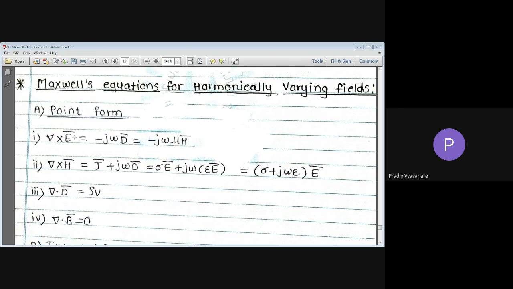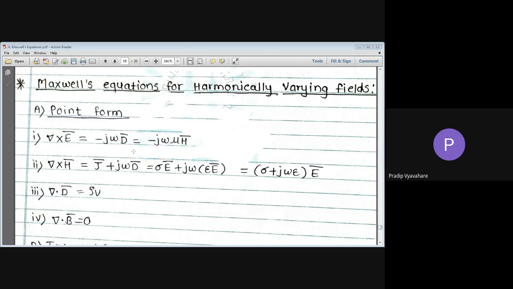We have to know that for harmonically varying fields there are two forms of the equations: a point form and a second, an integral form. First, we will discuss the point form equations in a harmonically varying field.